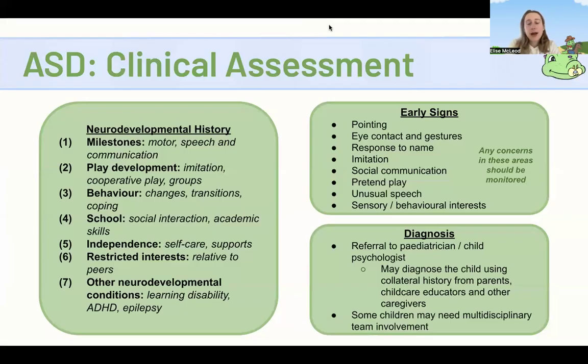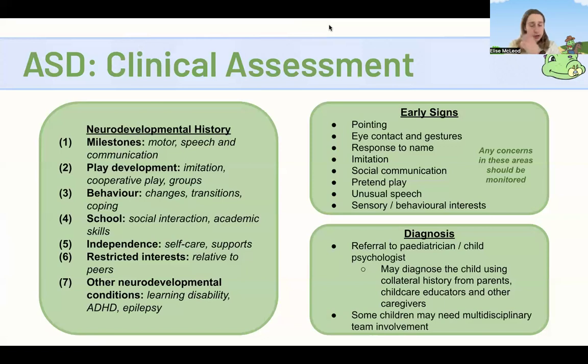Some early signs that parents may raise concern with should be monitored because these can be early signs of ASD. So pointing, they might not look when you point out objects. They might not use eye contact. They may not respond to their name when they should. They might not imitate behaviors, which is what children learn to do at a young age. They might watch their parents say cooking in the kitchen and imitate mixing, for example. They might not babble or engage in social communication, pretend play.